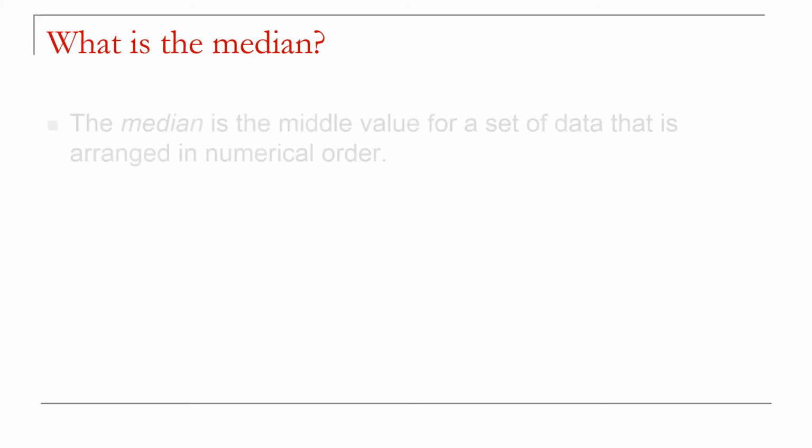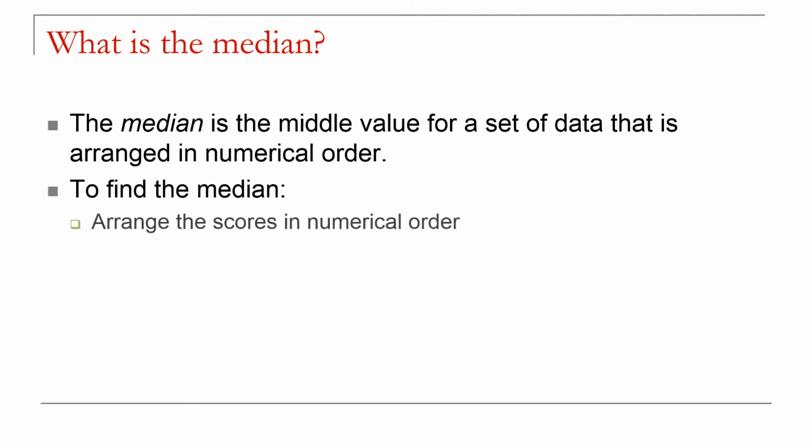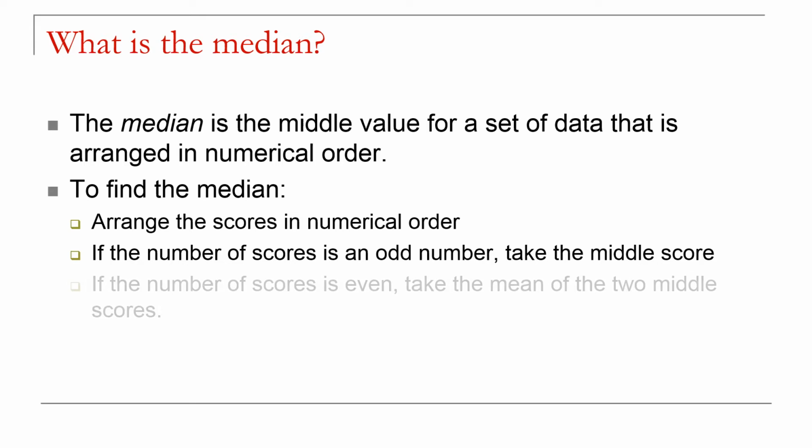The median is the middle value in any set of data when the data is arranged in numerical order. To find your median, the first thing you need to do is arrange all of your scores or data in numerical order. Then, if the number of scores is an odd number, you should just take the score that's in the middle. If it's an even number, you should take the average or mean of the two middle scores.